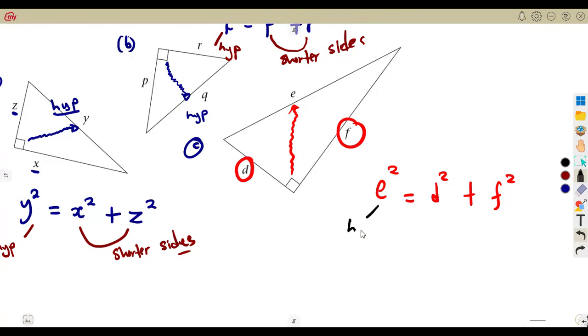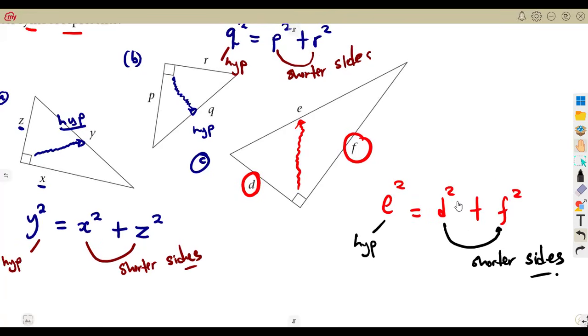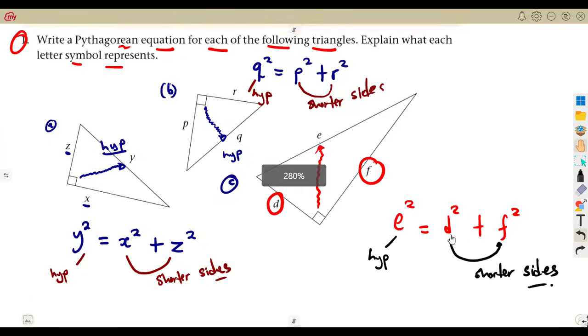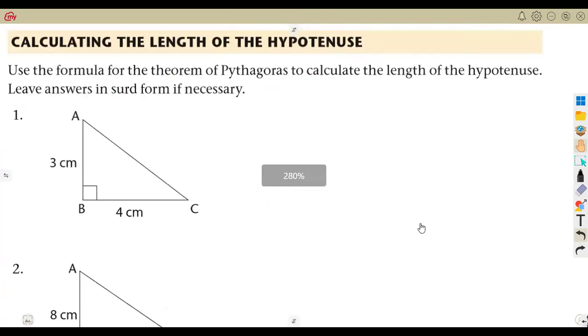So this is your hypotenuse, and the D and the F represent what? These are your shorter sides. They were supposed to write properly to say D is a shorter side, F is a shorter side. But here I'm just giving you in short what you were going to have. So if you consider Pythagoras theorem, it's nothing, guys.